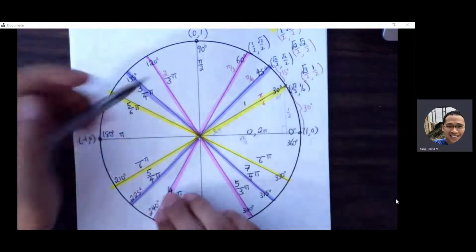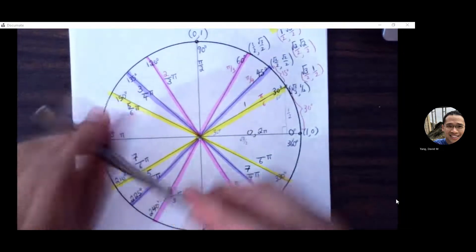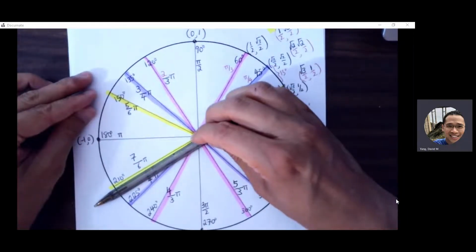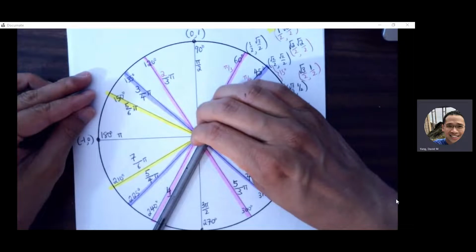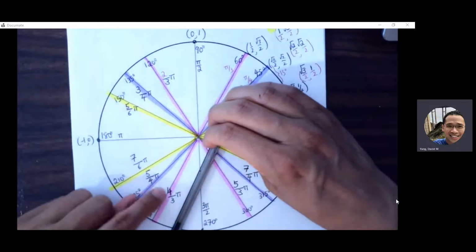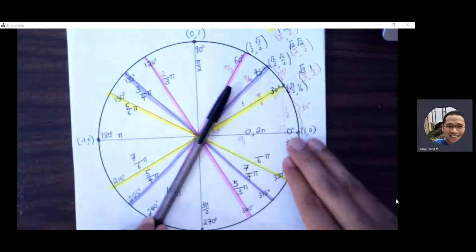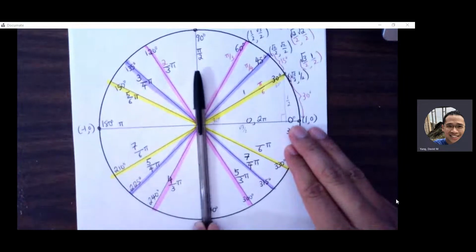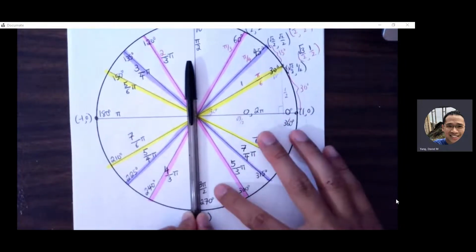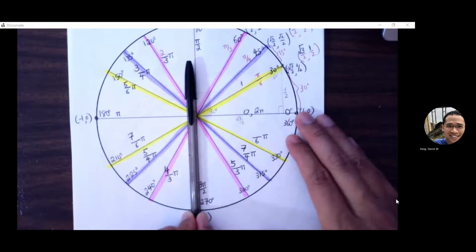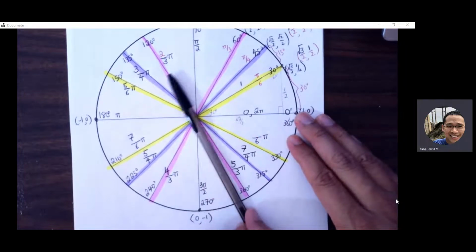6 over 6 plus 1 over 6 is 7/6. There's a spot for us to fill in. All right, so 7 over 6 plus 1/6 is 8 over 6. 8 over 6 is the same thing as 4/3. Leave that alone. 8/6 plus 1/6 is 9/6. 9/6 is the same thing as 3/2. 9/6 plus 1/6 is 10/6.